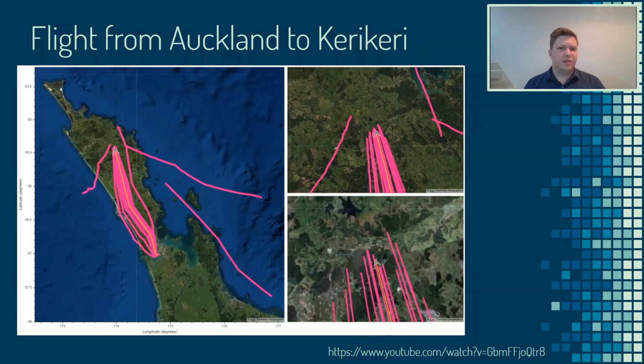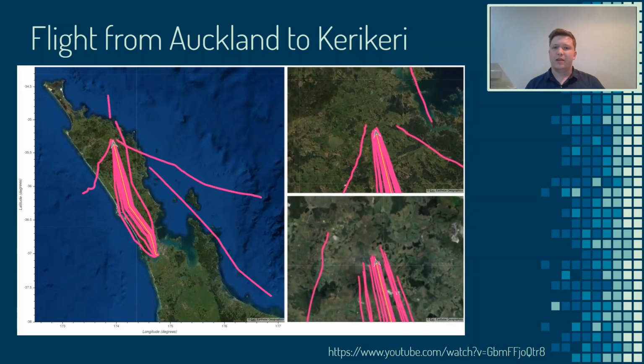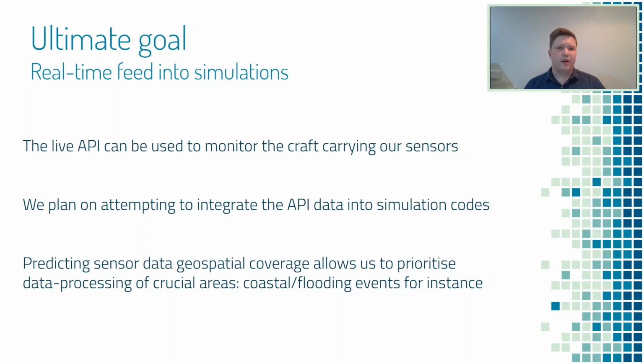So, the computations can be a little demanding in terms of computer resources, but our ideal goal is to be able to plug in the live API from OpenSky into the simulations. Currently, we can use the API to track our payload, letting us know when to expect to receive data from the on-ground flight, and generally let us track our receiver. But it would be great if we were also able to forecast the data coverage and thus allow us to prioritize the data processing of particular flights. So for instance, if we see a flight had passed near an area of flooding or coastal activity, we can then prioritize that as the data gets shipped off the flight.